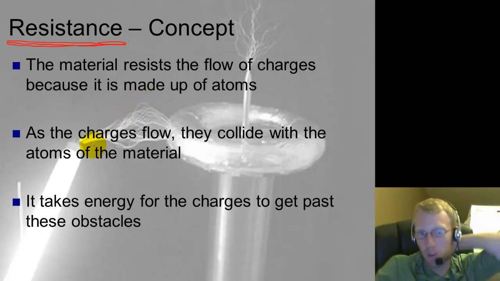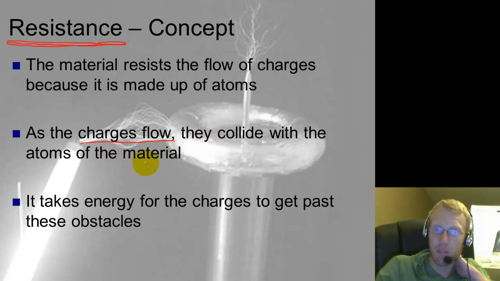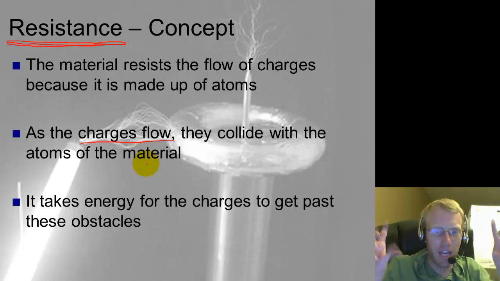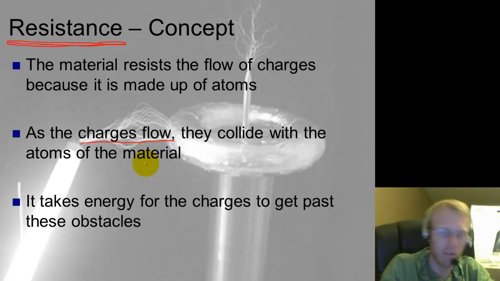So when the charges travel through the material, they collide with the atoms that the material is made of. Different materials have different densities of atoms and structures, and it's not necessarily a physical collision, but when I say collide, I should say the electron interacts with the atoms as it passes by. It might be attracted to them or repelled from them. It might gain energy, it might lose energy based on its proximity to the nucleus and things like that.